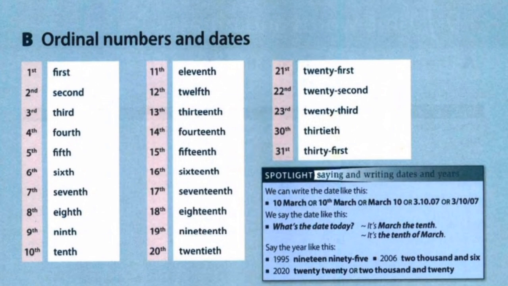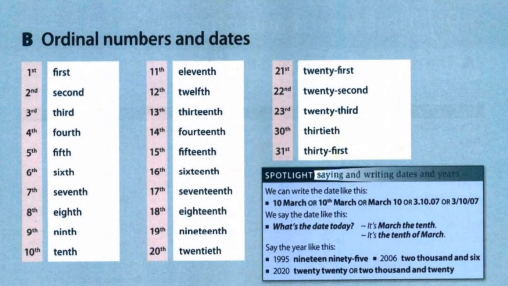Fourth, fifth, sixth, seventh, eighth, ninth, 10th, 11th, 12th, 13th, 14th, 15th, 16th, 17th, 18th, 19th, 20th, not 20, okay? 20th, 21st, 22nd, 23rd, 30th, 31st, 40th, 50th, 60th, 70th, 80th, 90th, 100th.